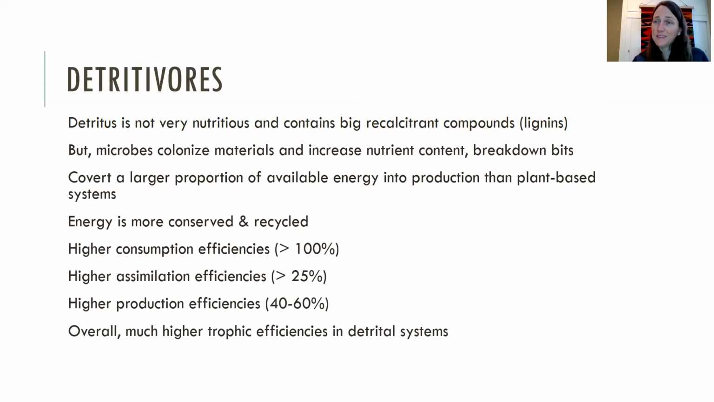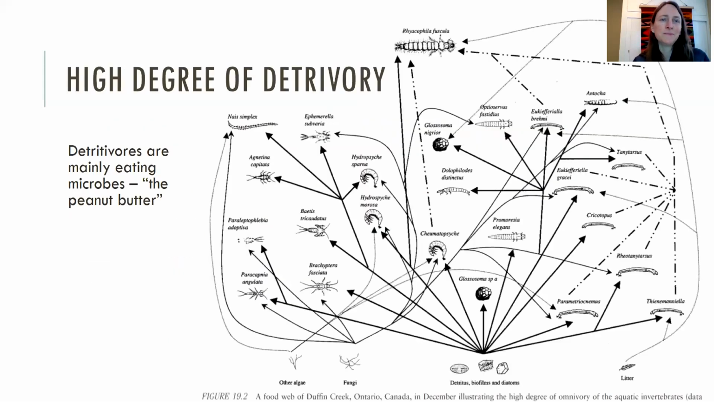This is one of the reasons that I like to study detrital systems. There's also a high degree of detritivory. So even when you're looking at an organism that you might consider a collector-gatherer or a grazer, they're probably also eating a lot of detritus. And so it just kind of makes food webs really messy in a sense.